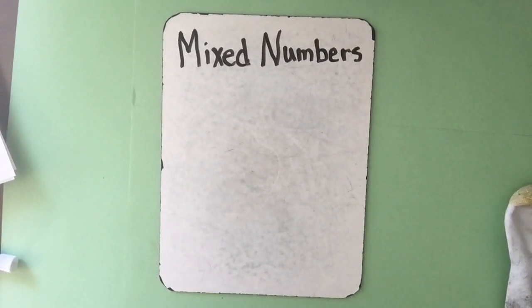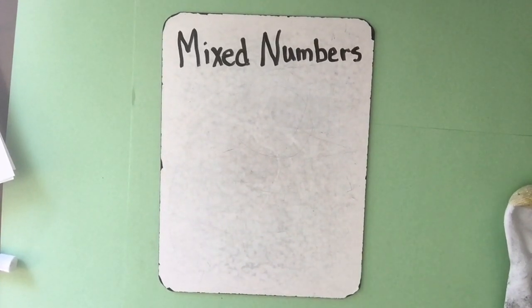Today we're going to review some of the concepts we've been working on the last couple of weeks, and one of them is mixed numbers. I'm going to give you some numbers and you're going to write them down on a piece of paper, and this is going to go quickly. I give you the information, you write it down, and then we move on to the next one.